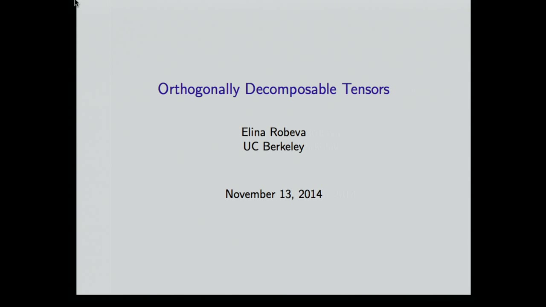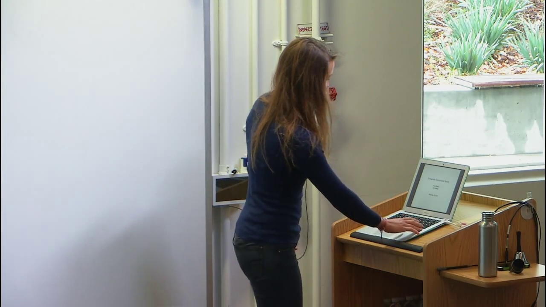Tensors. Hi, so thanks for having me here. The first two thirds of my talk, I'm going to talk about symmetric orthogonally decomposable tensors, which some of you might have heard me talk about before. And then the last third, I'll talk about the non-symmetric case. Okay, so I'll start by reminding people about symmetric tensors.